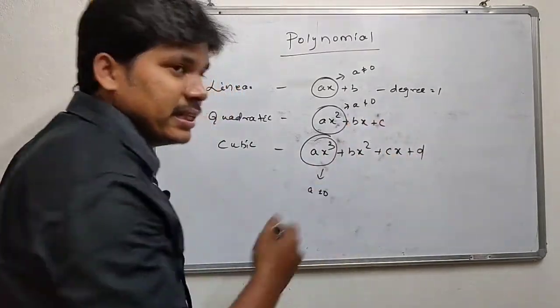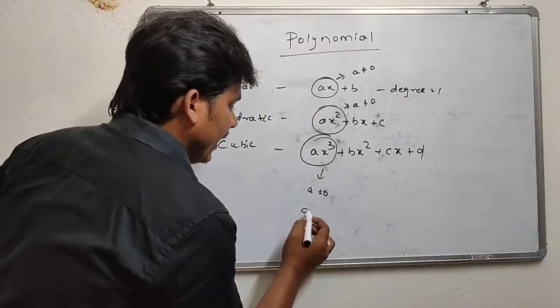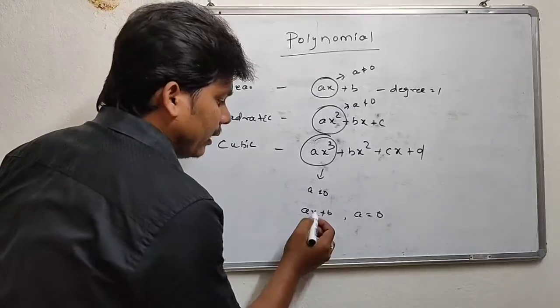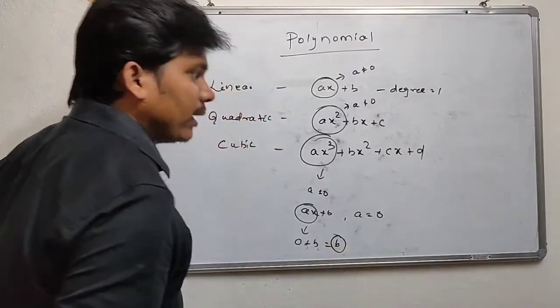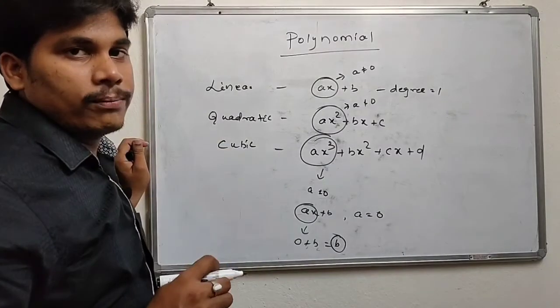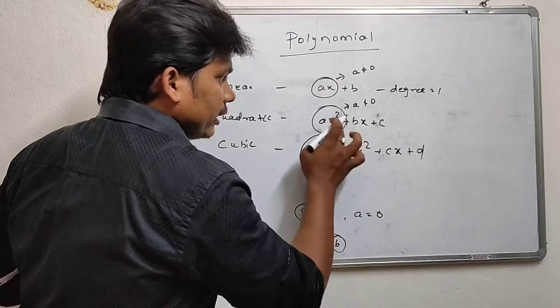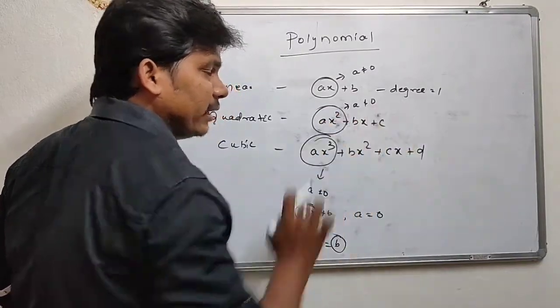This term becomes 0. If this term becomes 0, the degree may change. If I write ax plus b, where a equals 0, this term becomes 0, so 0 plus b is b. Then what is the degree here? The degree is 0. In the same way here also, if a equals 0, this term becomes 0 and this will be bx plus c, and here the degree will be 1.